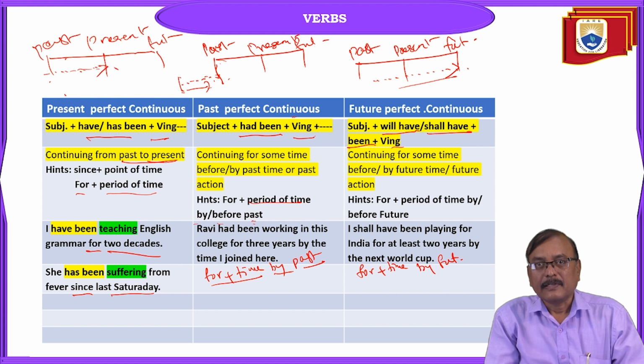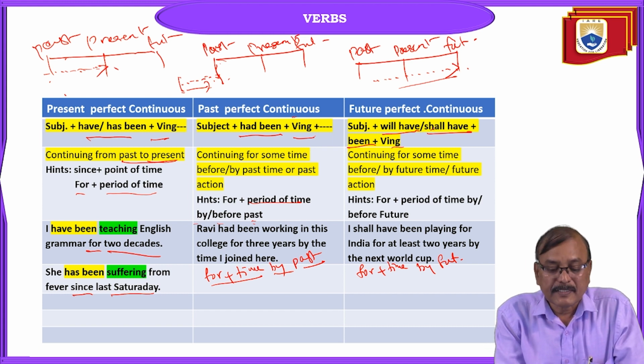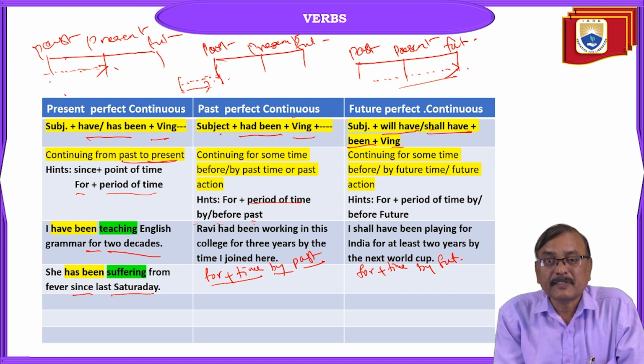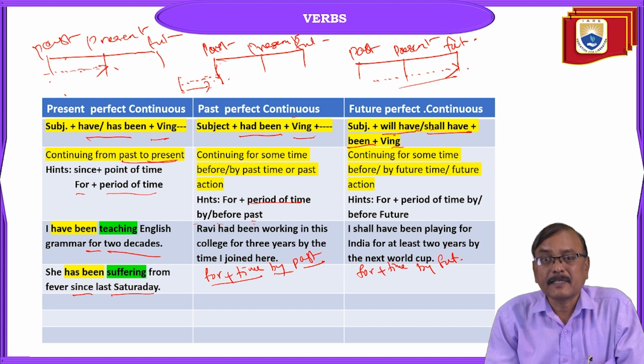First, you should have clarity on the structure. Present perfect continuous tense, subject plus have been or has been plus verbing form. Past perfect continuous, subject plus had been plus verbing form. Future perfect continuous tense, subject plus will have been or shall have been plus verbing form.